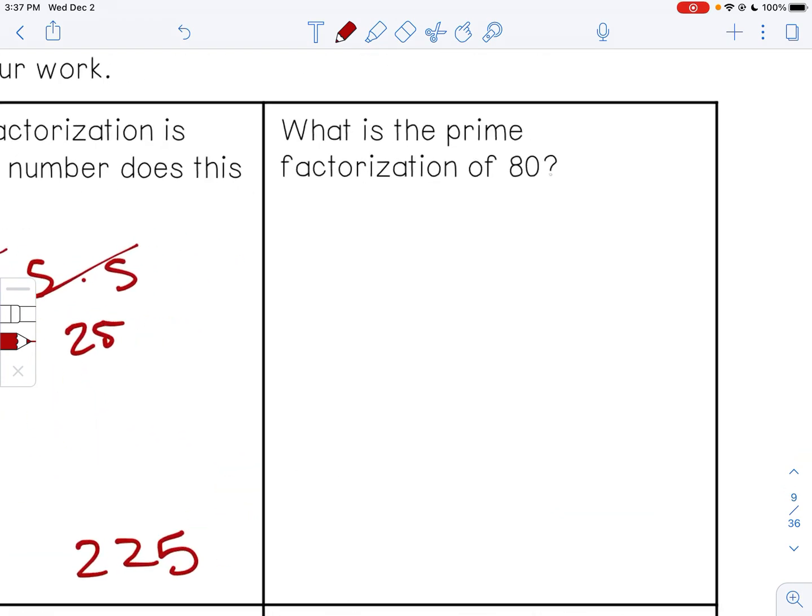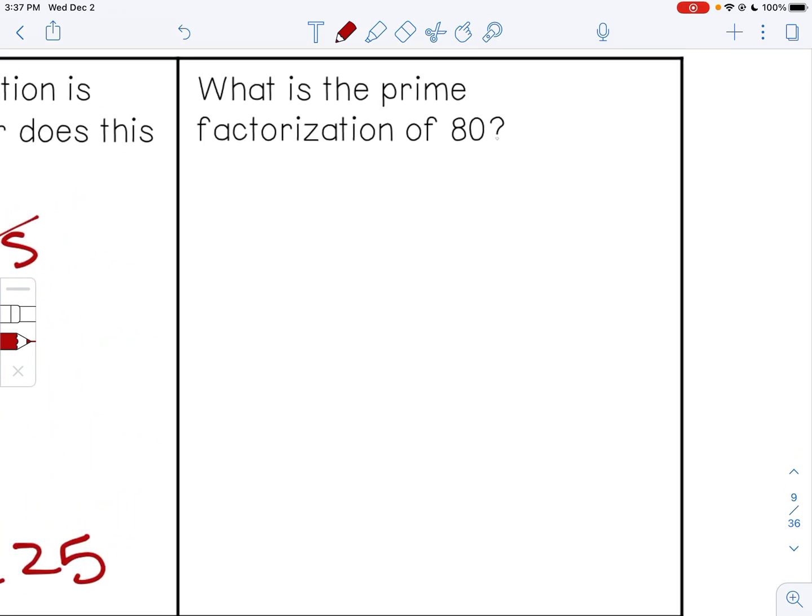All right, let's move on to the third one. It says, what is the prime factorization of 80? I would like for you to pause the video and try it yourself. And then once you finish, come back and see if you get the correct answer.